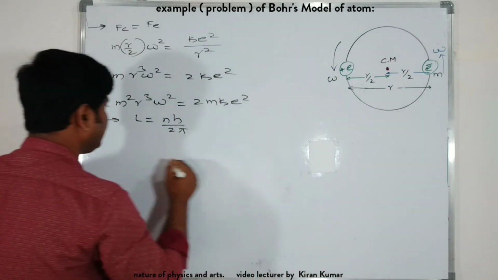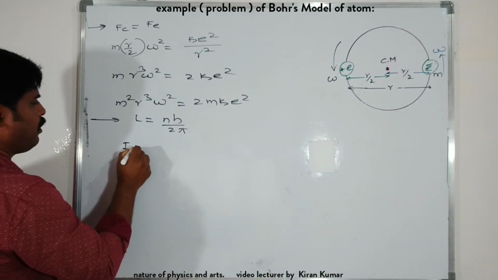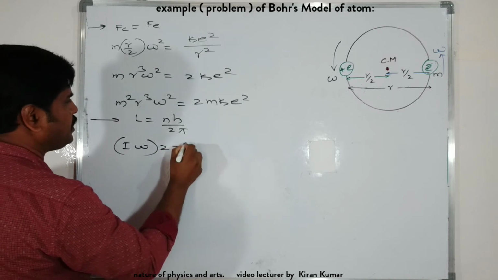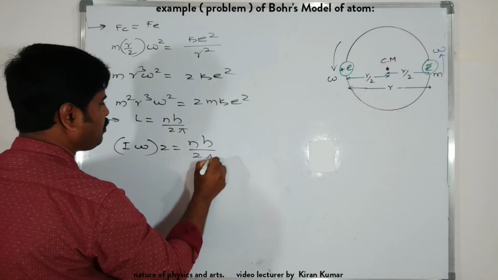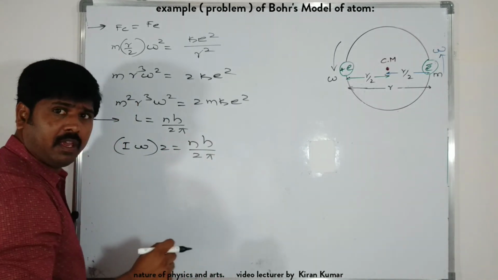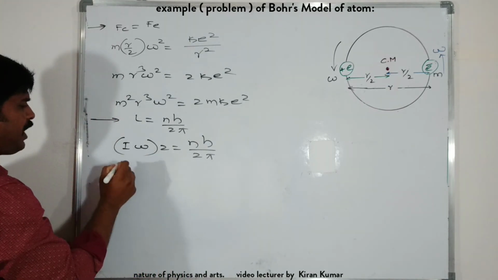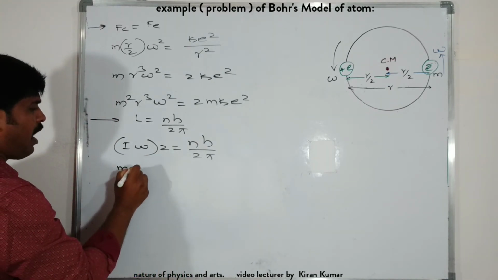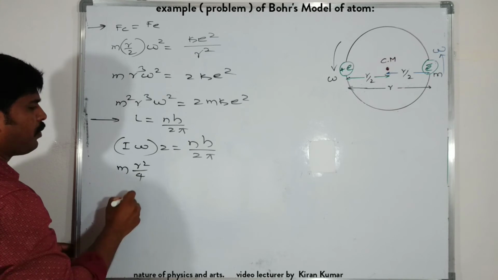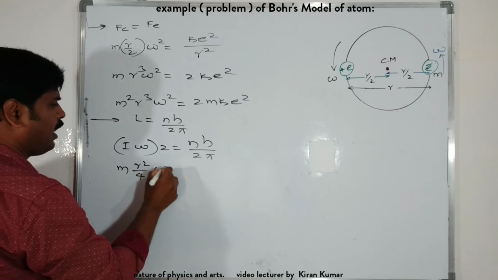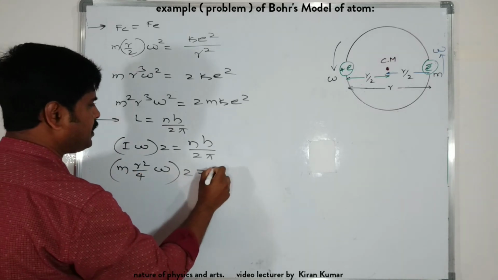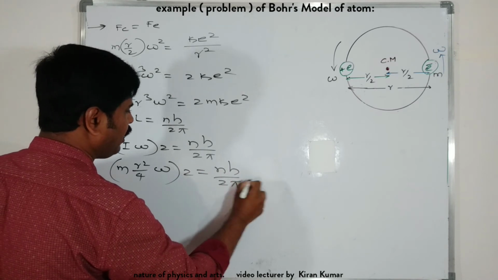So I am writing like this. Here I omega into 2, which is equal to nh by 2 pi. 2 is twice. Okay, so then I value is m r square by 4 omega into 2, which is equal to nh by 2 pi.